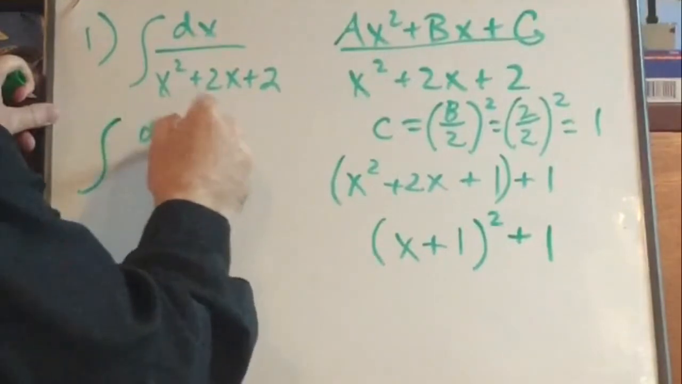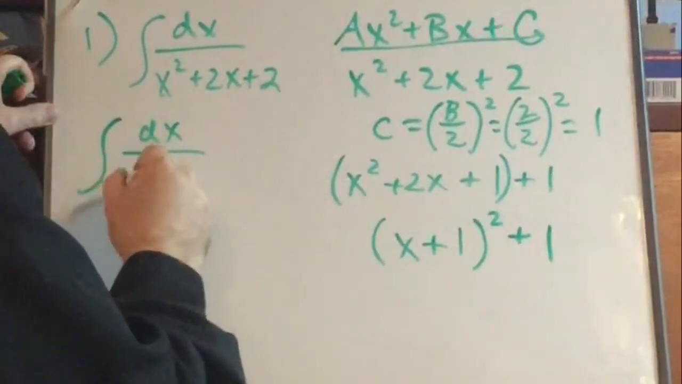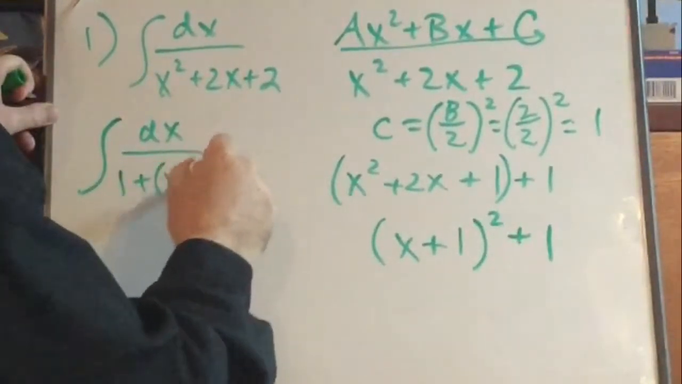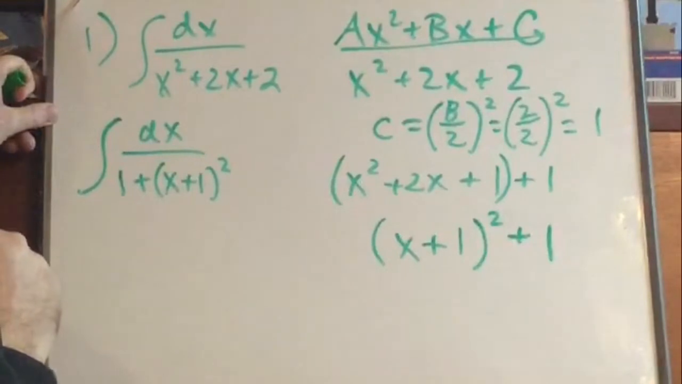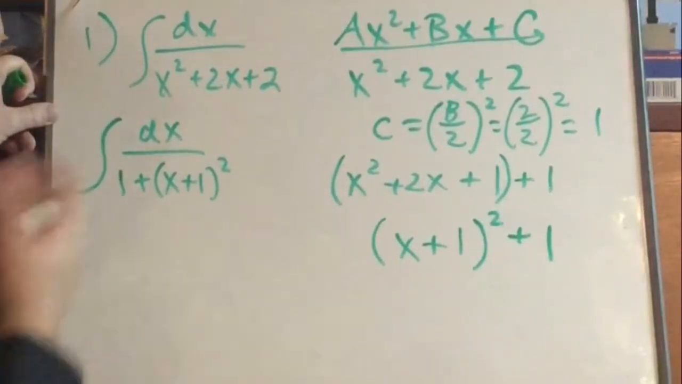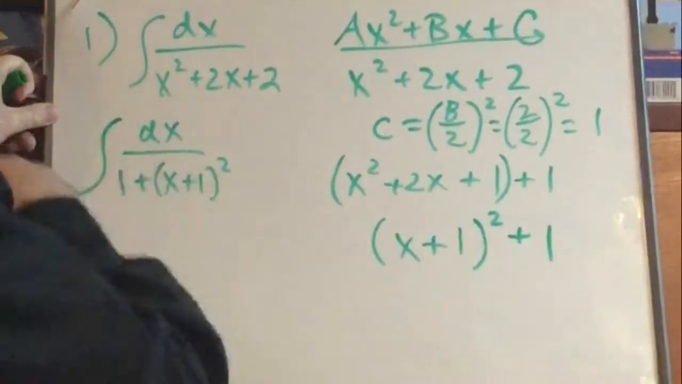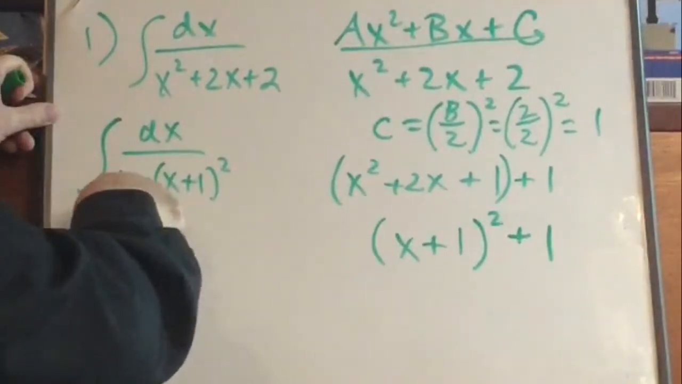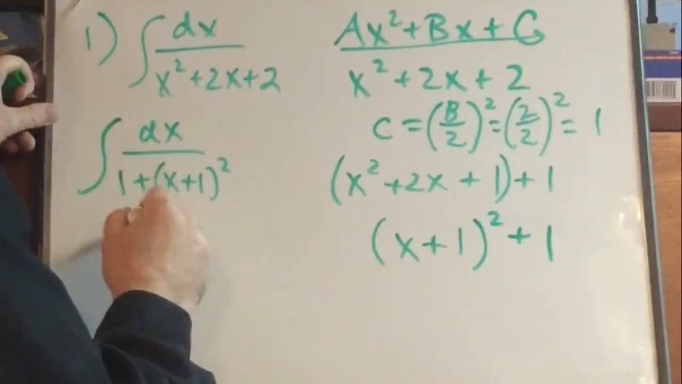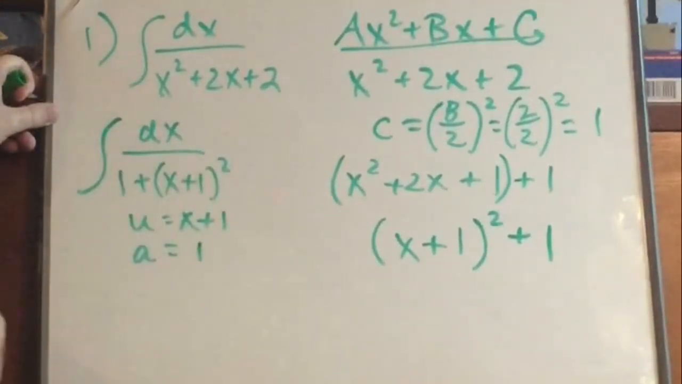So going back to the original problem, we now have dx over, and I'm going to reverse this so that it fits the form, 1 plus x plus 1 quantity squared. And if I have something in this form, you'll notice that it matches the arctangent form. I have an integral of a du, or in this case dx, over a squared plus u squared, where my u is x plus 1, and a is what I squared to get 1. So u is x plus 1, a is 1, because that's what I squared to get 1.